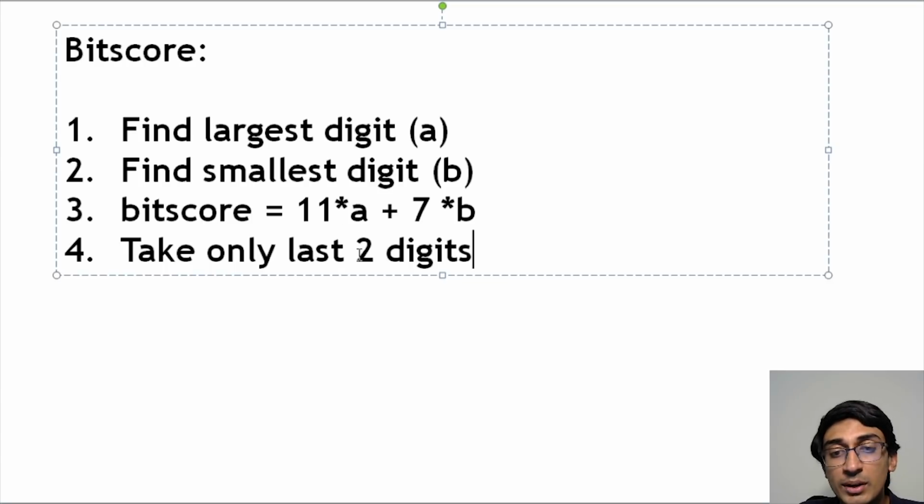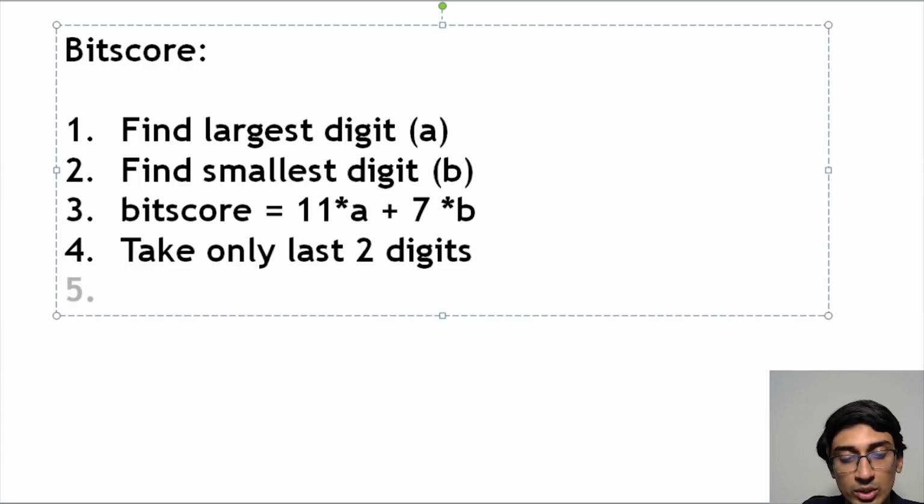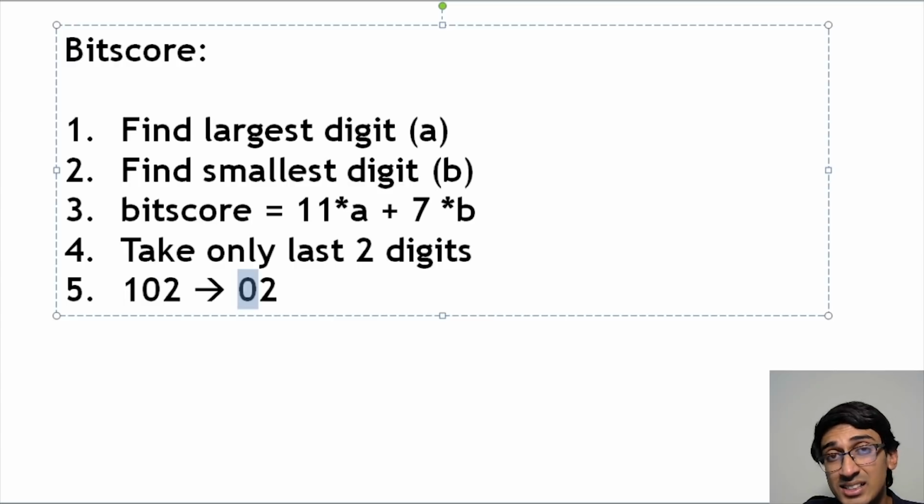Now, it said that you should always take the last two digits, even if you get a number, let's say the bit score is something like 102, as we saw. We still take 02, and that 0 is still counted as a significant digit over here, right? So for 102 we take 02 and we count 0 as a significant digit. So keep that in mind.